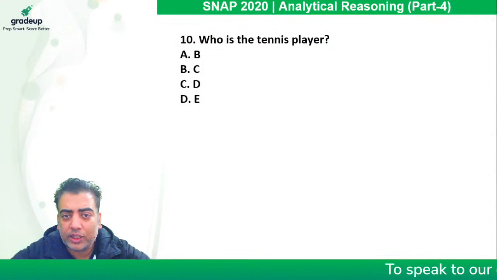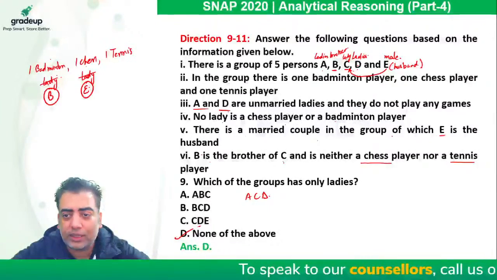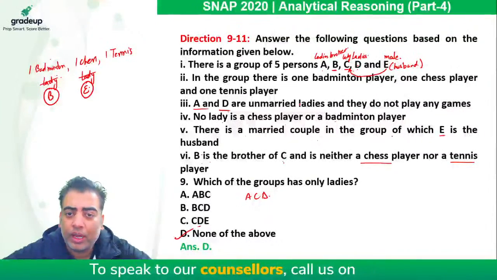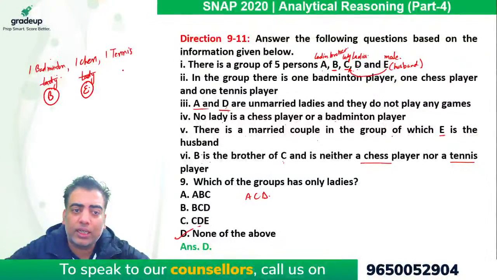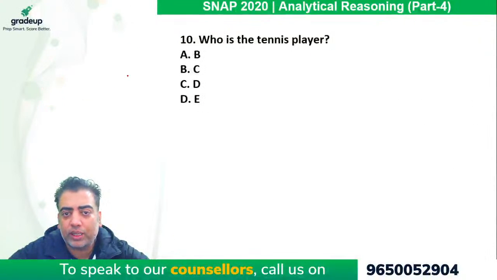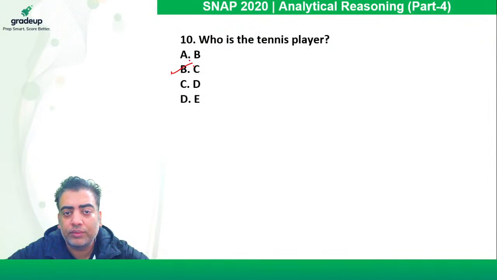Who is the tennis player? So guys, can you tell me who is the tennis player? As we know, A and D do not play any game, then C is the only one left who will play tennis. So the correct answer comes out to be option B, which is C.